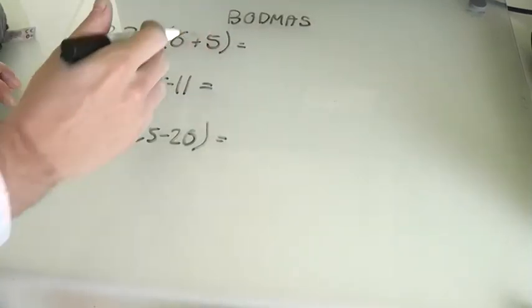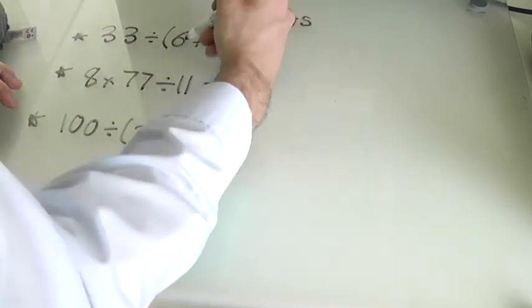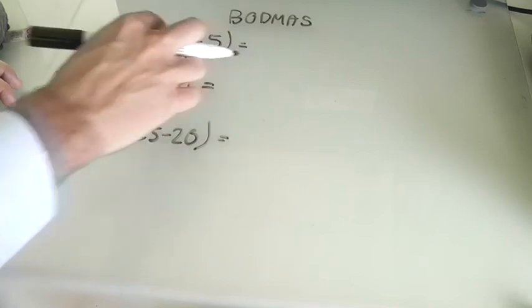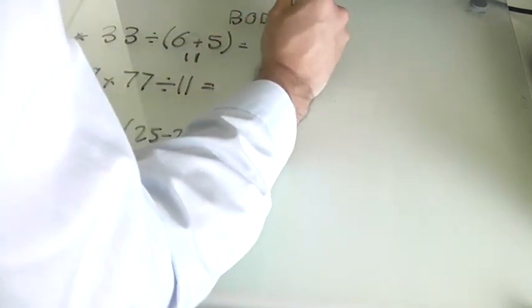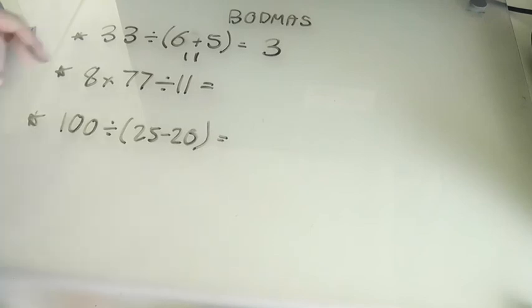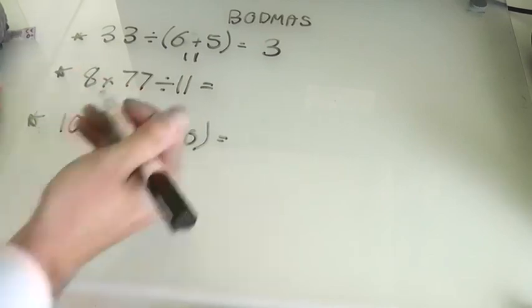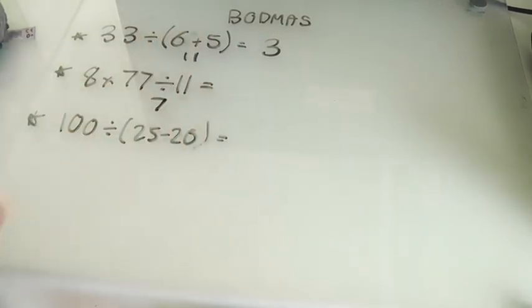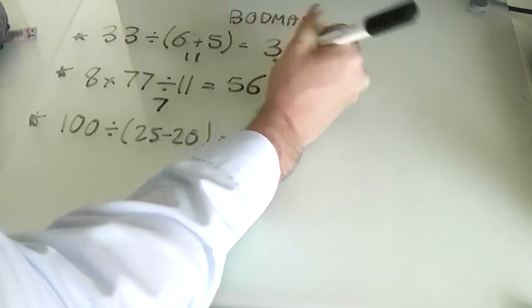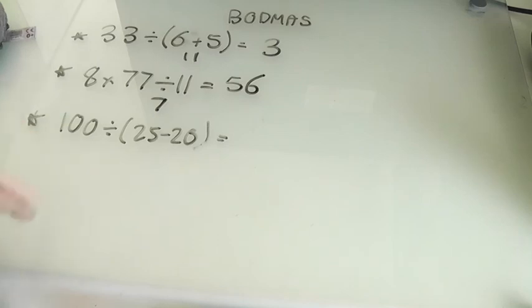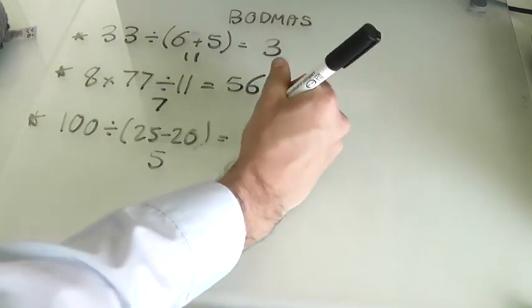We do brackets first, don't we? So 6 add 5, which will give us 11. So now we do 33 divided by 11, so that will give us 3. And the next one. Which one's first, multiplication or division? Division. So we do 77 divided by 11, which will give us 7. And then 8 times 7, which will give us 56. And the last one, because this one's in the brackets, we need to do the brackets first. 25 take away 20, which will give us 5. And 100 divided by 5, which will give us 20.